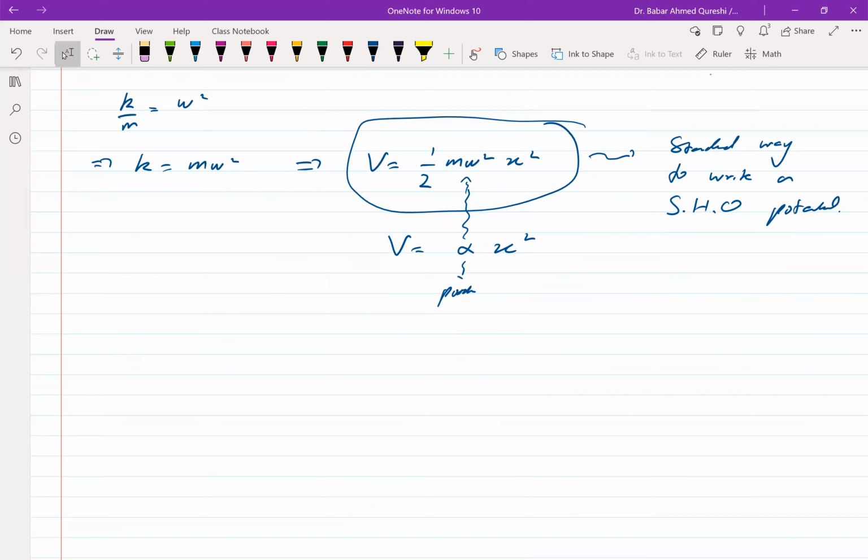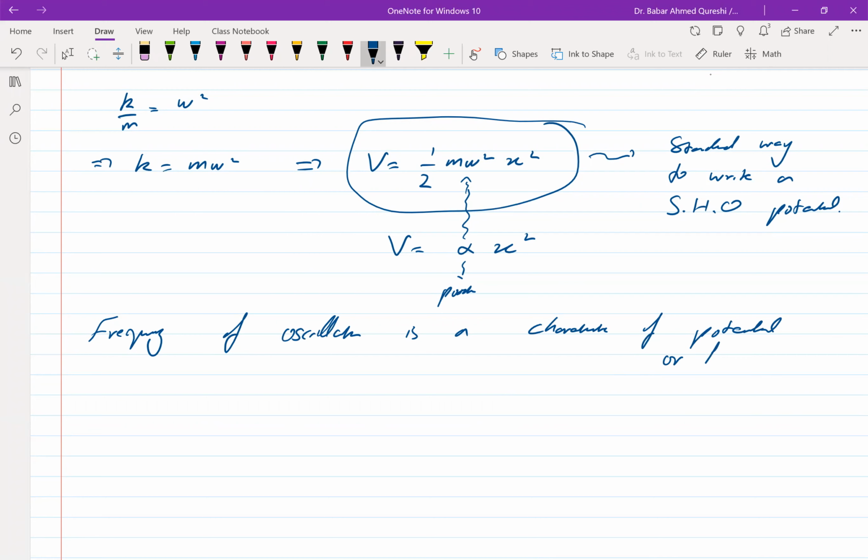So the frequency of oscillation is a characteristic of the potential or force. Depending on what potential, what these constants inside the potential are, your frequency is fixed. It's not a characteristic of the solution.